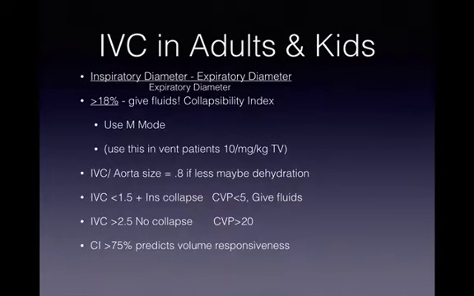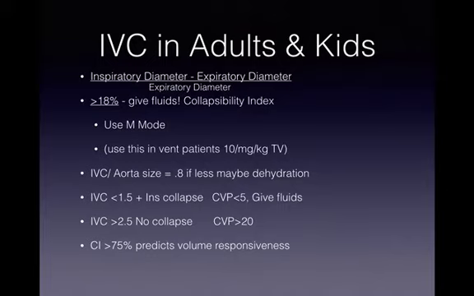So let's go back to the inferior vena cava in adults and kids. There are calculations that we can do using the inspiratory diameter minus the expiratory diameter over the expiratory diameter, and that gives us a collapsibility index. And if it's more than 18%, we say, okay, give some fluids. You can use M-mode for this, and you can use it in ventilated patients.